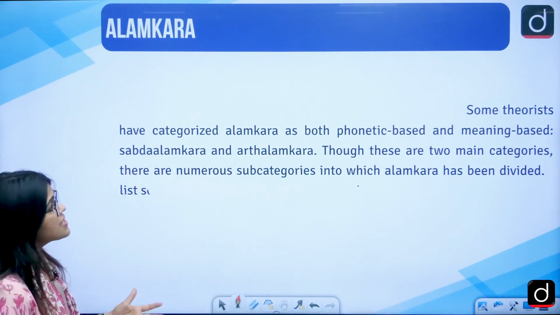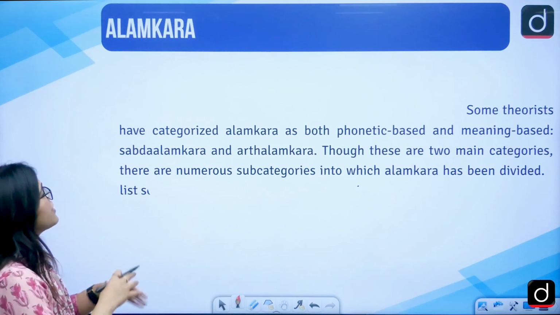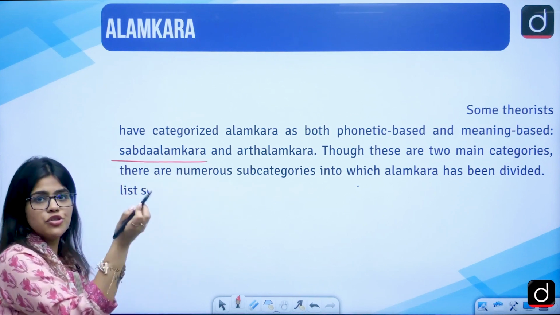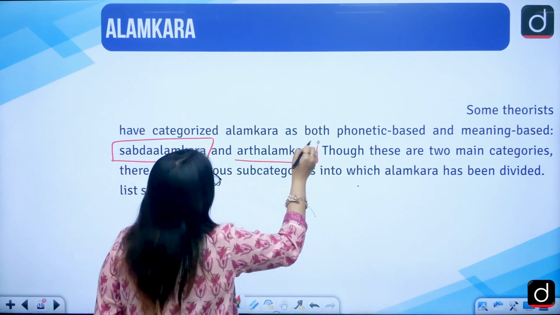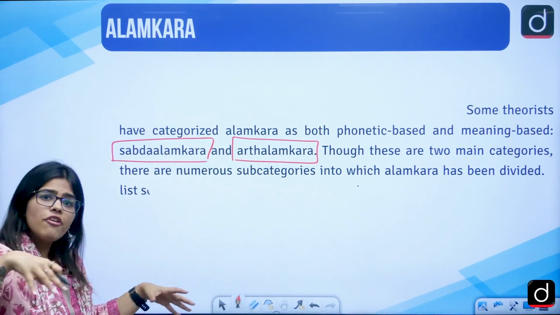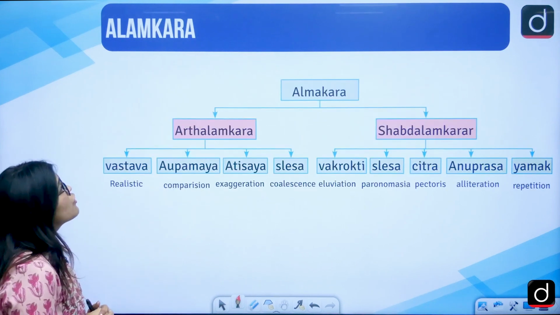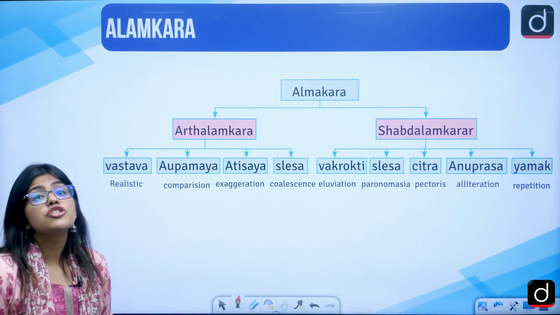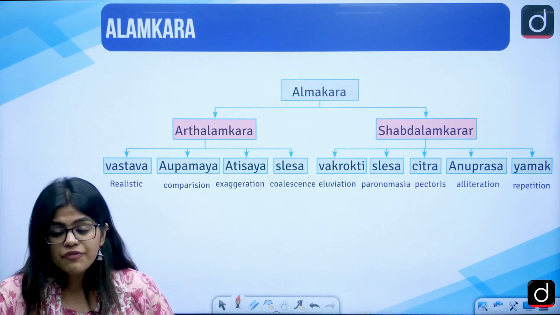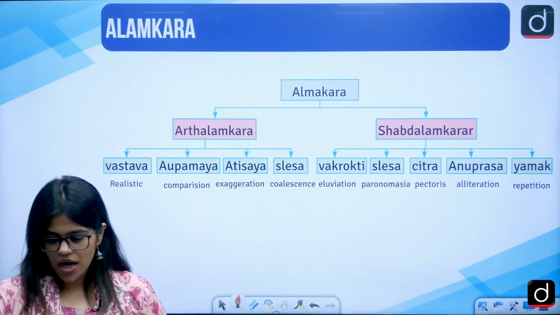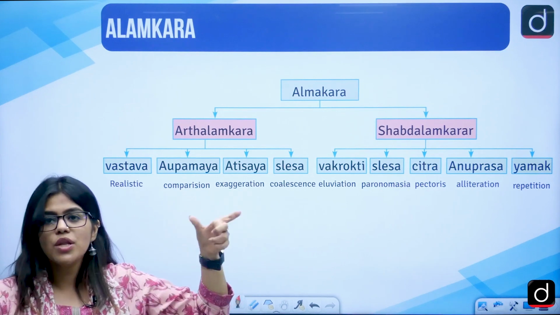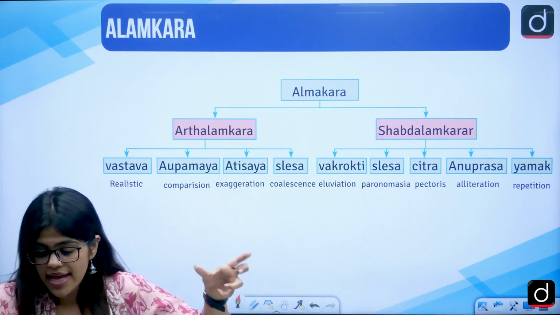Some of the theorists, Rudrata being one, have divided the Alamkara into two parts, that is Shabda Alamkara and Artha Alamkara. These are the two categories, and then they are further divided. So what are the Artha Alamkara? Let us see. First of all, let us write something about the Shabda Alamkara. Shabda Alamkara comes from the words Shabda and Alamkara. That means we are looking at the ornamentation of the words that are being used.